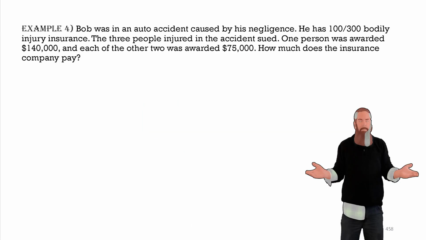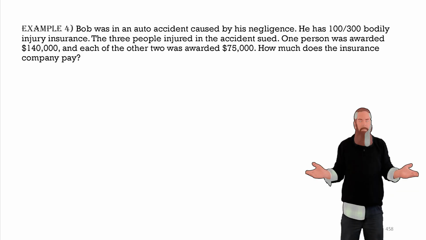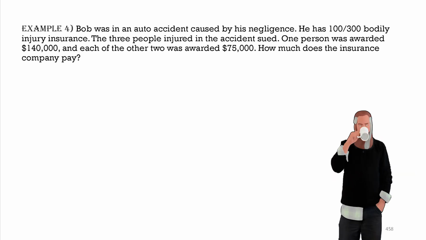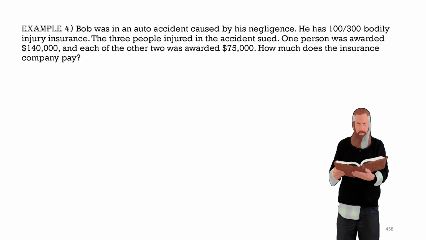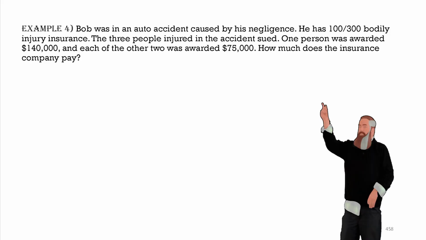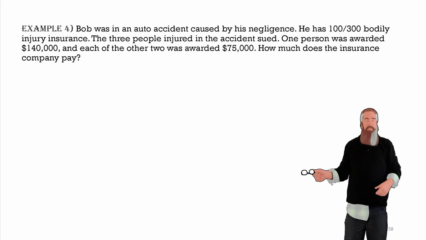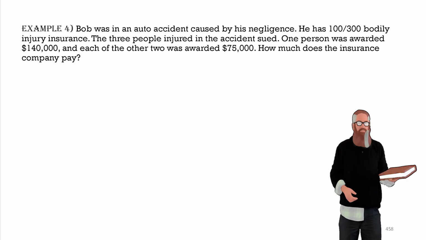Bob was in an auto accident caused by his negligence. He has a 100/300 bodily injury insurance. The three people injured in the accident sued. One person was awarded $140,000 and each of the other two was awarded $75,000. How much does the insurance company pay? Bob has 100/300 bodily injury, so the company only pays $100,000 to the person that was awarded $140,000.